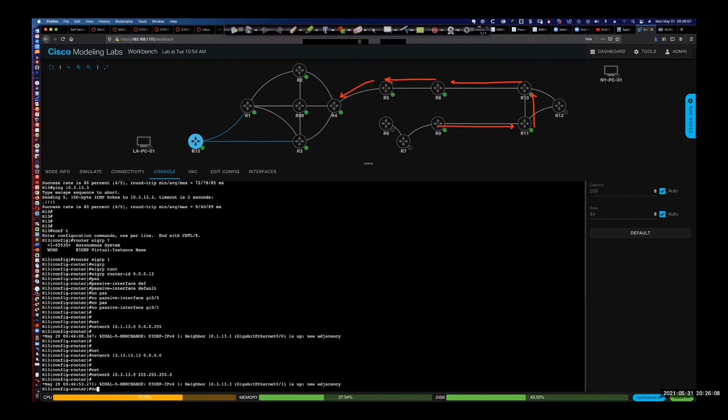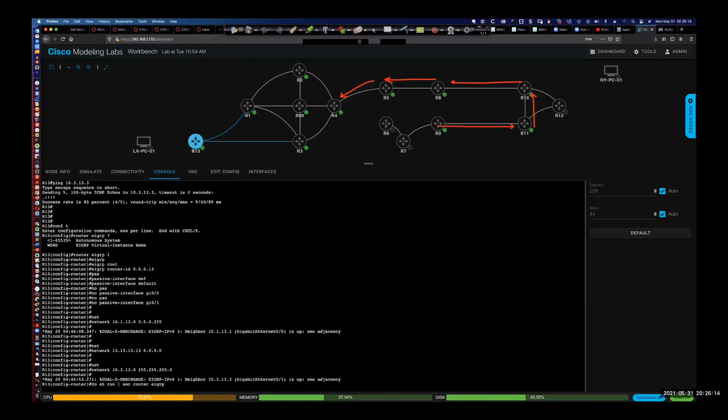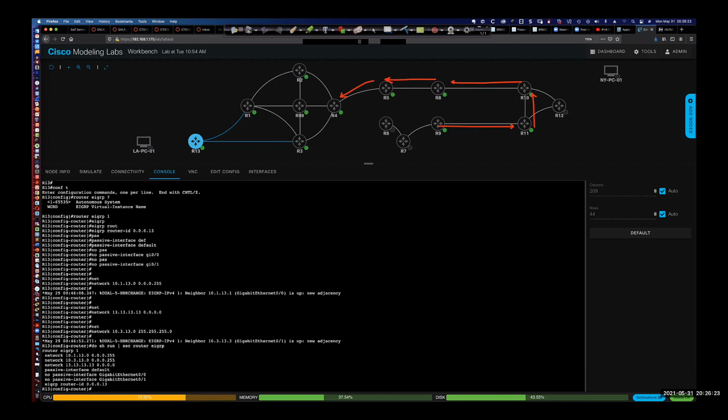So now when I do show run section router eigrp, what do we see? And we'll give it a second here. And what you're going to see is that it converted the dotted decimal subnet mask into a wildcard mask. So again, in Packet Tracer, you can't do this. However, in the real world, you can.